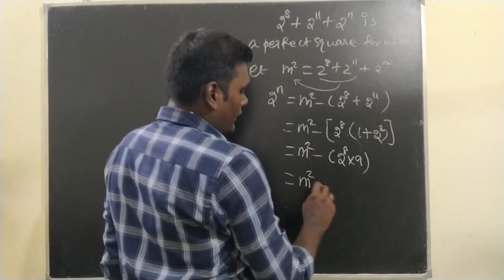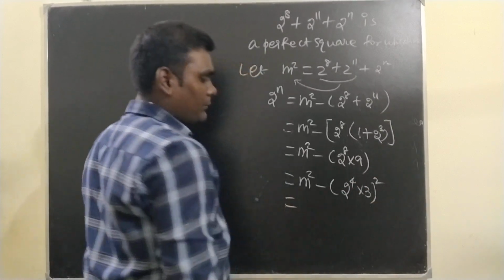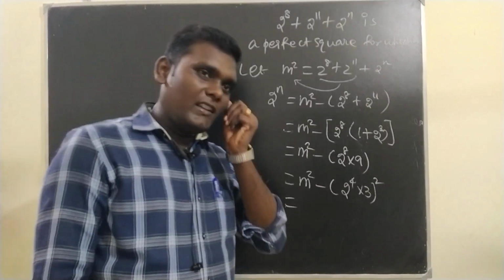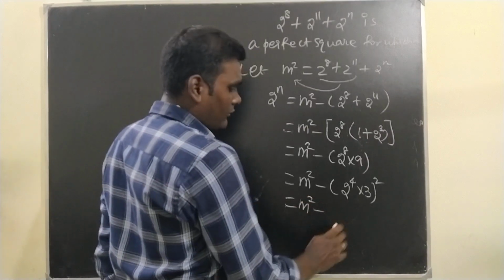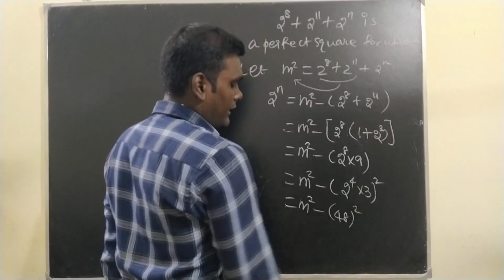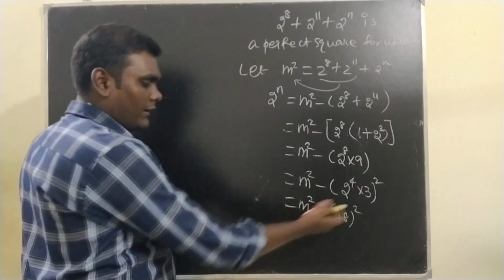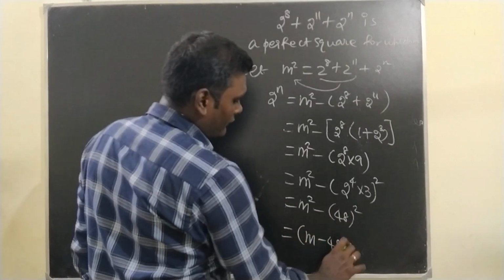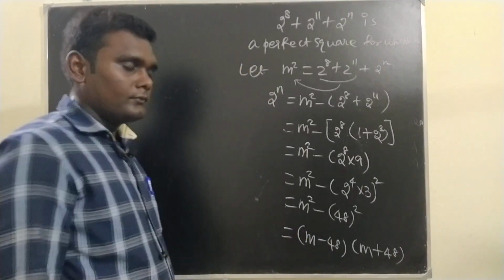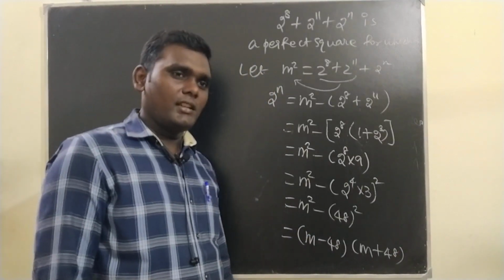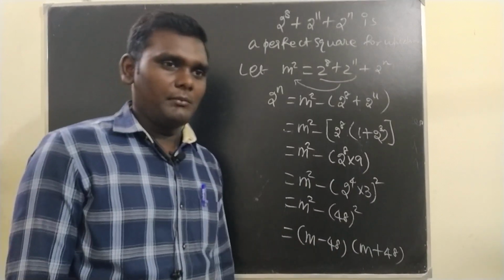So this is m square minus (2 power 4 into 3) whole square. What is 2 power 4 into 3? 2 power 4 is 16. 16 3s are 48. So we will have m square minus 48 square. Then we use the a minus b into a plus b formula, that is a square minus b square. So m minus 48 into m plus 48. Okay, looks like we got factors here. If the other side is 0, we can equate this and find the value of m.